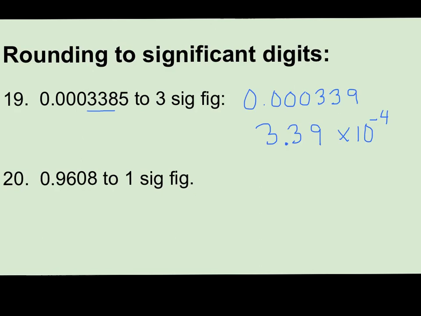For number 20, we get 1 significant digit. So the first significant digit in this number is the 9. However, that 9, due to the 6 next to it, is going to round up to a 10, which rounds this 0 up to a 1. So this value, rounded to 1 significant digit, is just the number 1.